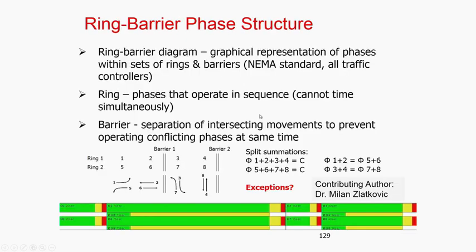And the ring barrier structure, in this case, 1, 2, 5, 6 corresponding to different movements, and then we have two barriers. If you calculate the cycle time, 1, 2, 3, 4 corresponds to the two ring structure. And in this case, phases 2 and 6 have to end together so that we can move to the next phase.